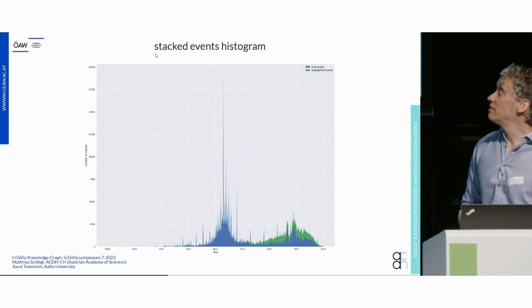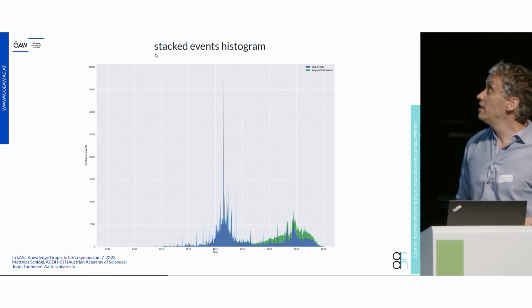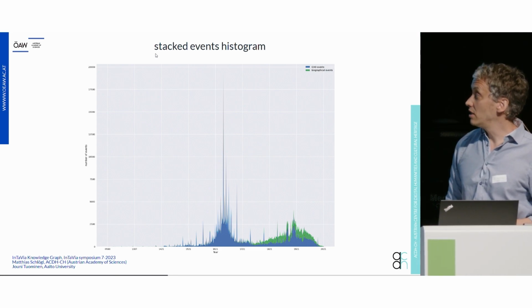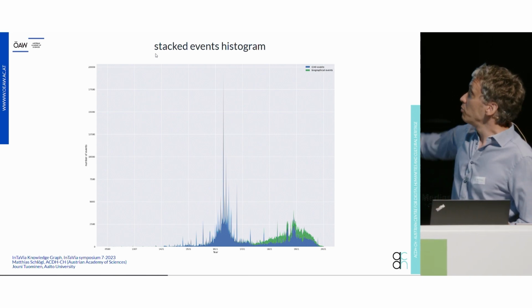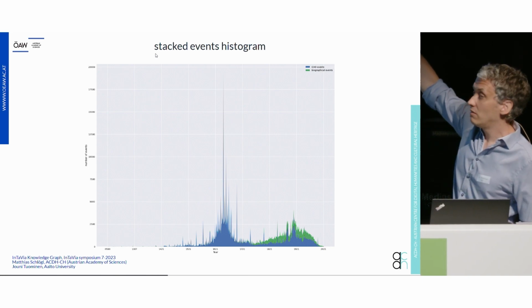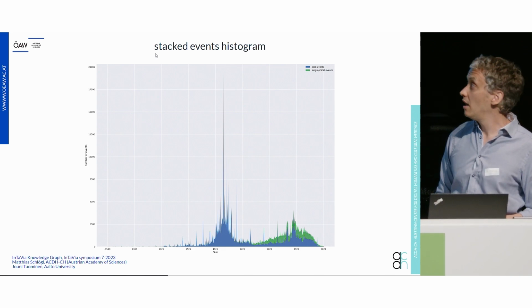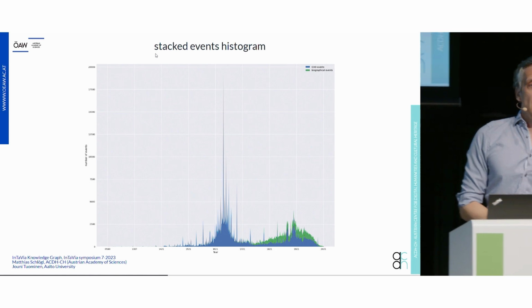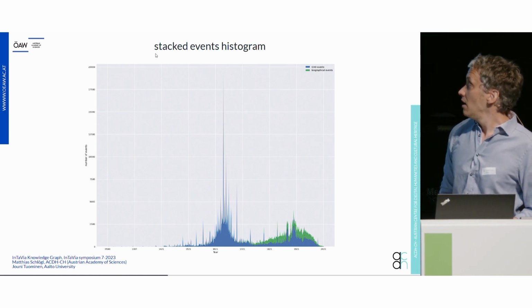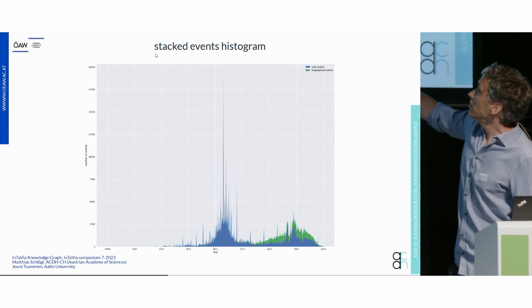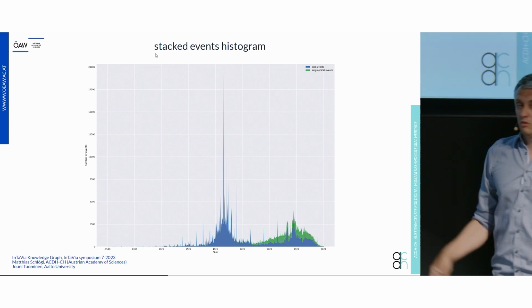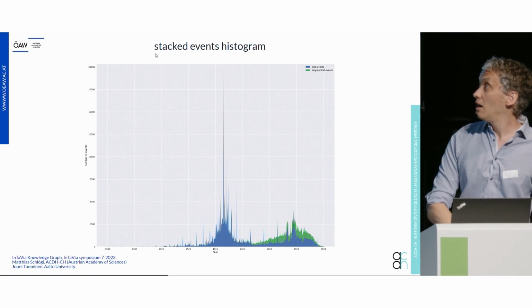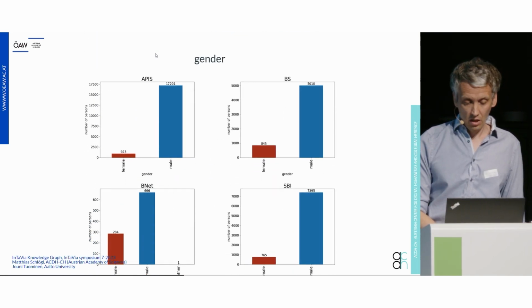Then what you see here is a stacked events histogram of the events that we have in the data set. The blue ones are CHO events, so this is basically production events. And you see here a huge spike in the 17th century that's coming from the data from the Netherlands. And the biographical events, the green ones here on the right, is basically mainly Finnish and Austrian data.